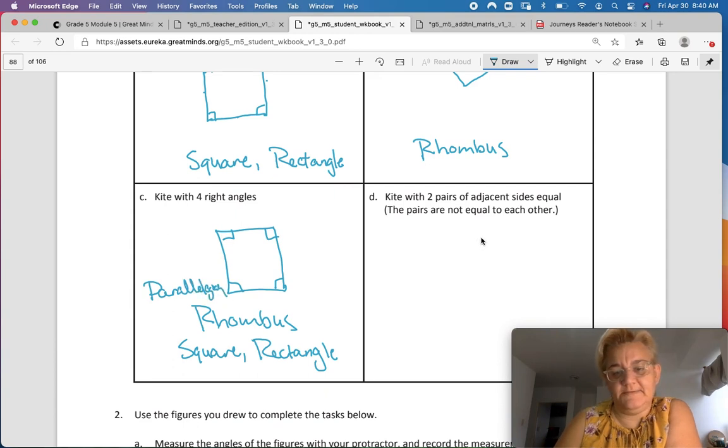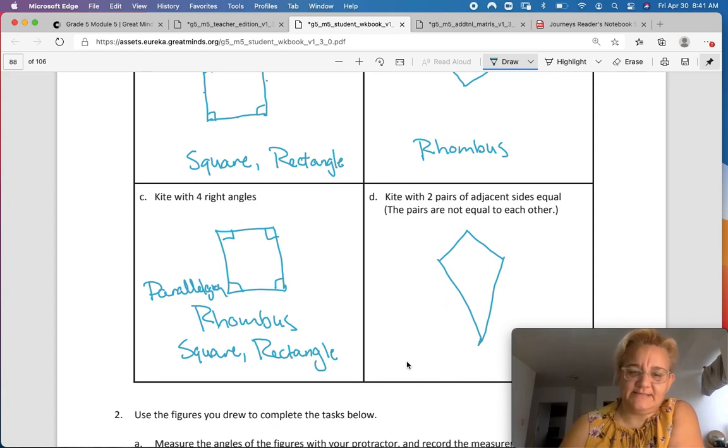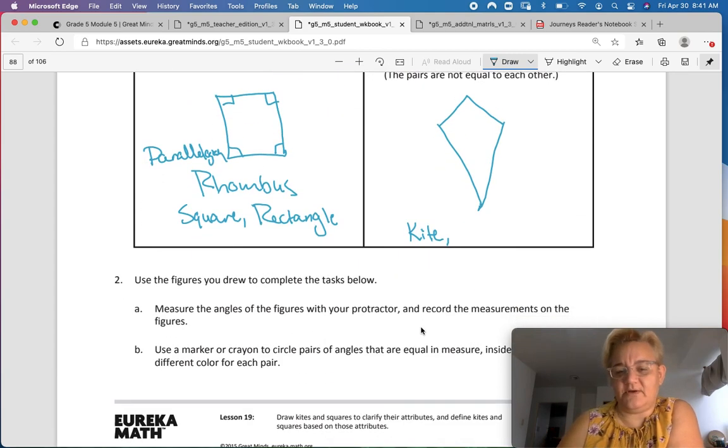A kite with 2 pairs of adjacent sides equal. The pairs are not equal to each other. Please measure, make sure that their sides are equal. And that's just a kite. We could also call that a quadrilateral.